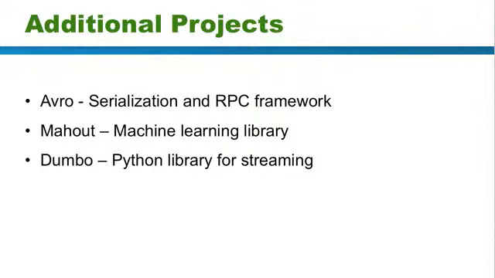And some additional projects. So we're working on several things. Number one is Avro, which is a serialization RPC framework. Avro's been around for quite a while, and it allows you to serialize objects and use them throughout the Hadoop stack. Then there's Mahout, which is becoming very popular. It's a machine learning library for Hadoop. And there's Dumbo. It's a Python library for streaming.